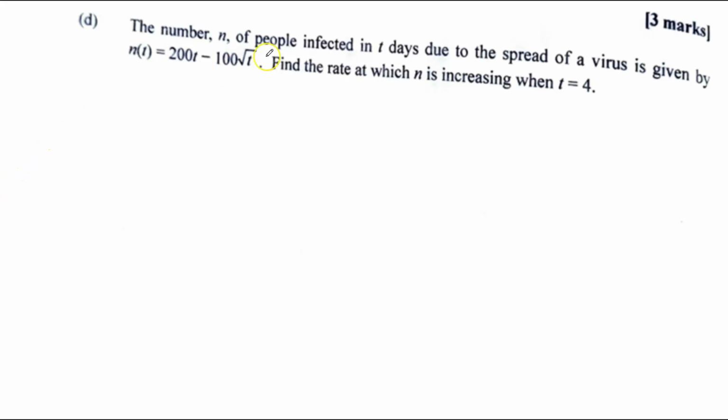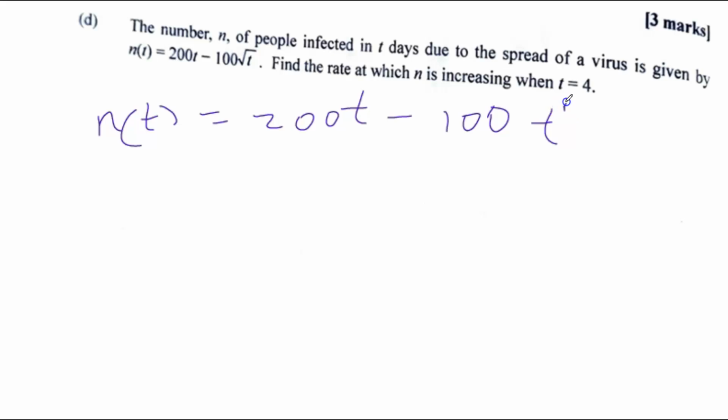In part D, the number of people n infected in t days due to the spread of a virus is given by n with respect to t equals 200t minus 100 root t. Find the rate at which n is increasing when t is equal to 4. So we know n with respect to t is equal to this function, and let's just rewrite the function. Again, what we have is 200t minus 100, and root t is the same as t to the power of half.